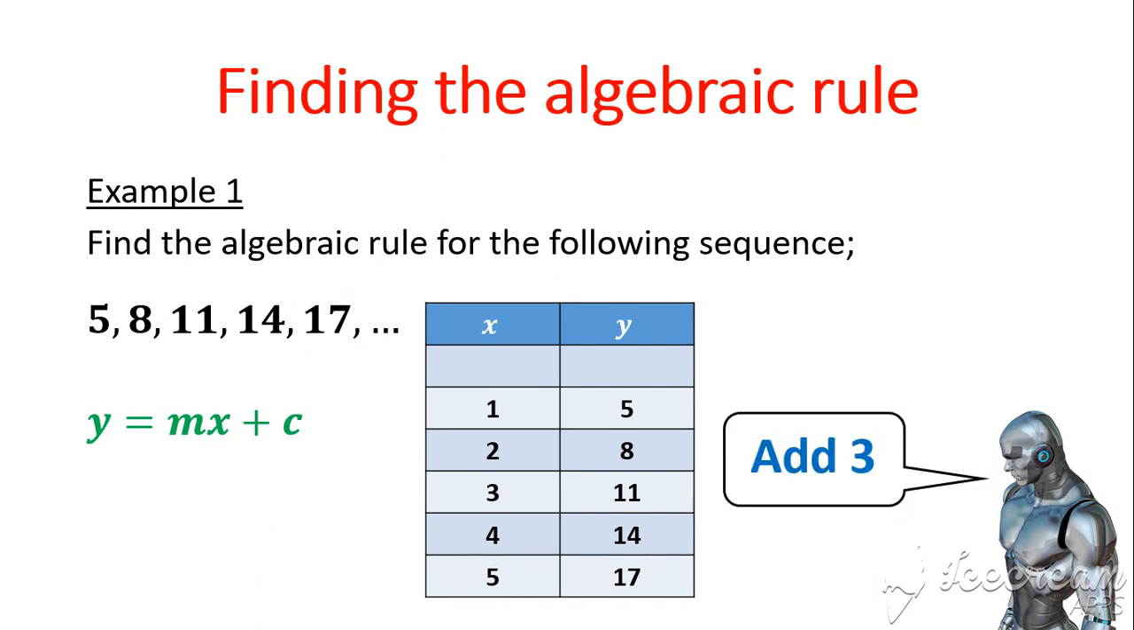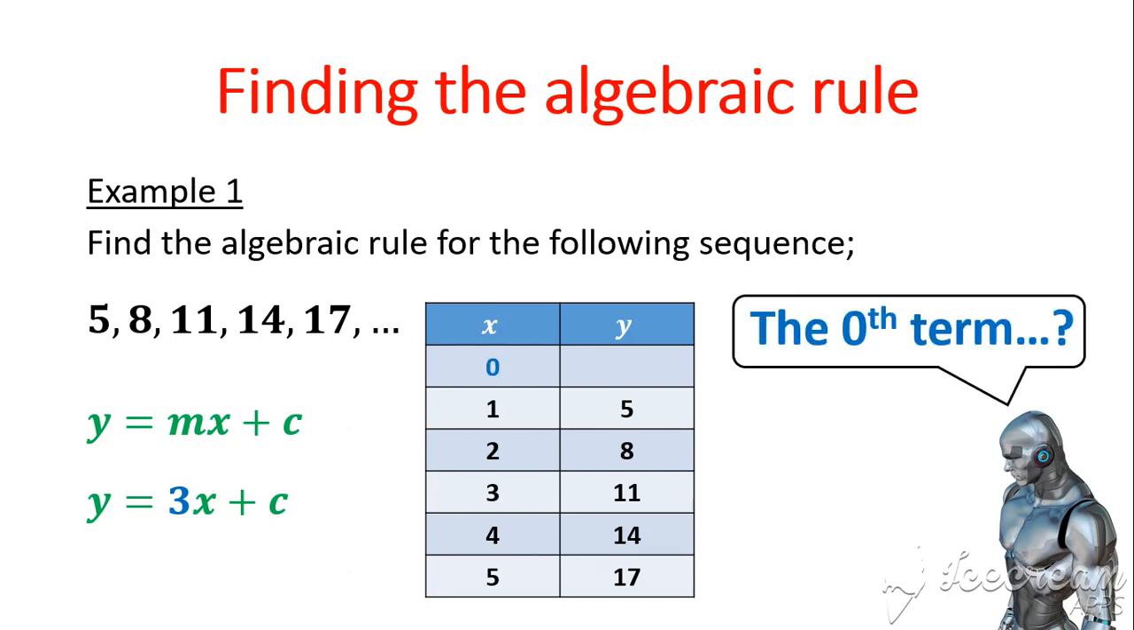Now we discovered that we add 3 in this pattern. We start at 5, plus 3, plus 3, plus 3. As soon as we know that we're adding 3, we know straight away 3 is equal to m. M is equal to 3. So we can write down the first bit of the rule, y is equal to 3x plus c. M is what we add on to get to the next number, or sometimes if we take off, what we subtract.